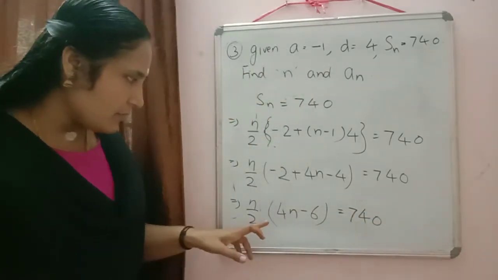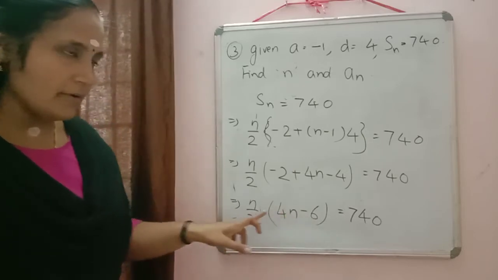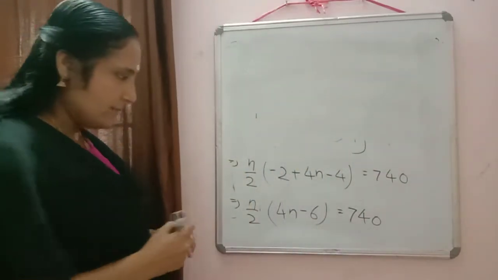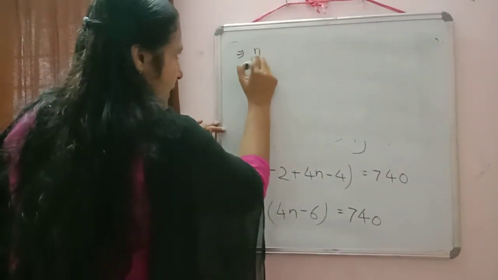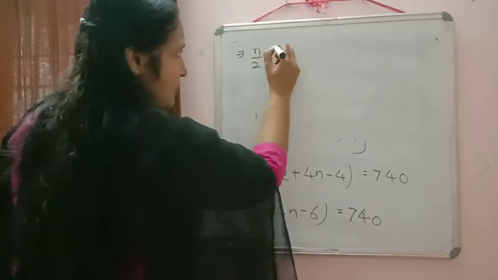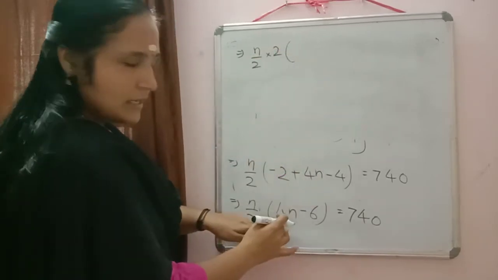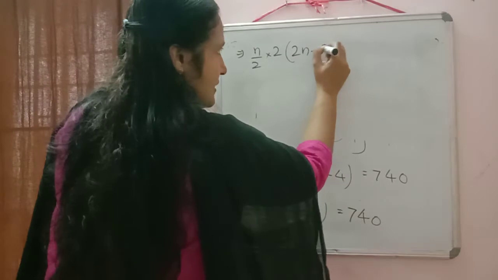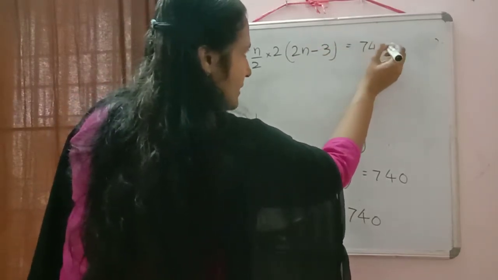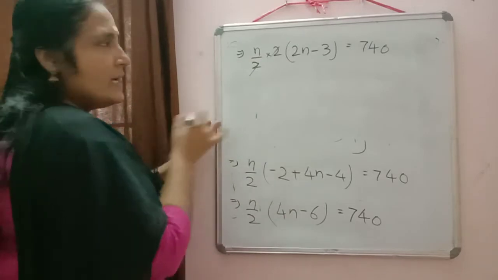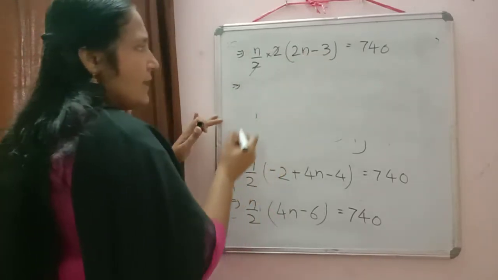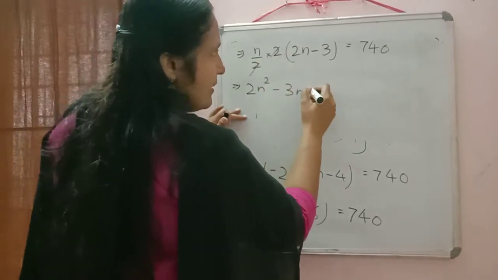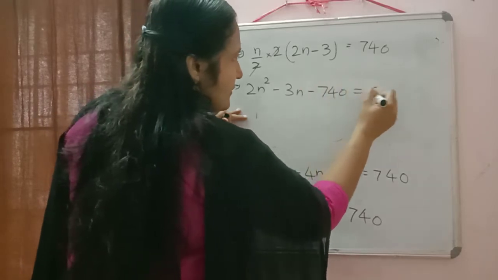Now to make our calculation easy, what we can do is take 2 common from here. Then that 2 which is in the denominator will get cancelled. I am showing how to do that. n by 2 into, from here I took 2 common. So inside the bracket what will come? From here 2 taken common, so it will be 2n minus 3 is equal to 740. So 2 and 2 will get cancelled and the remaining I am multiplying by n. So it will be 2n square minus 3n minus 740 is equal to 0.